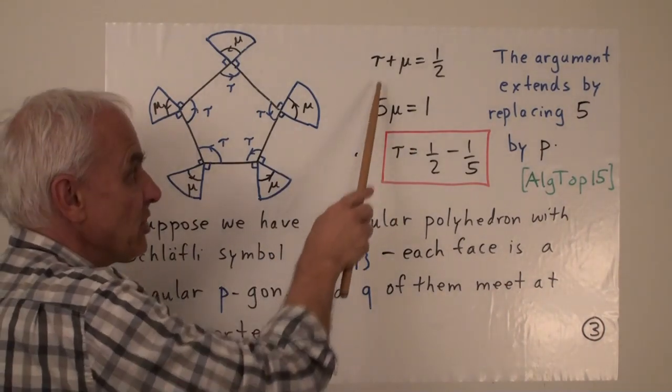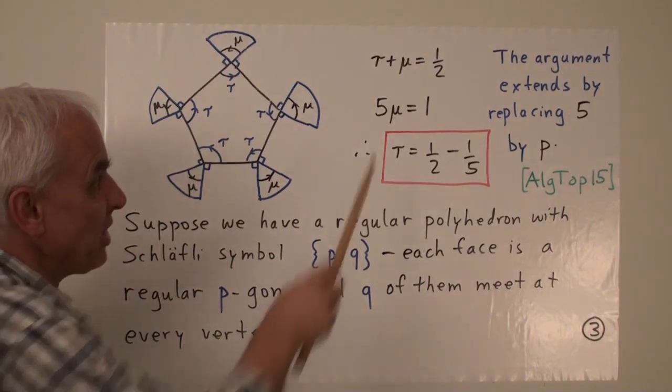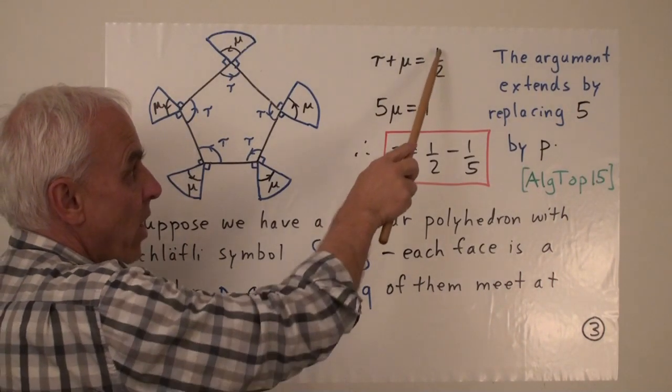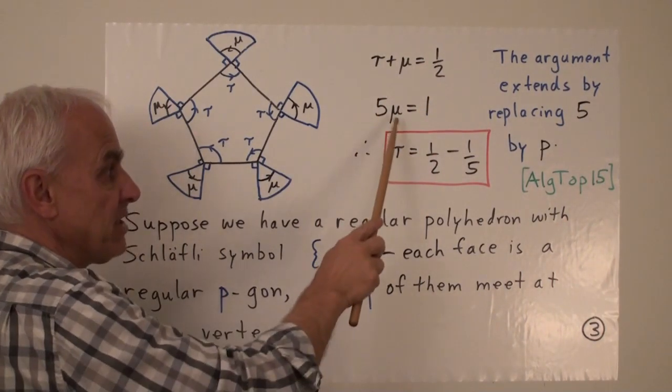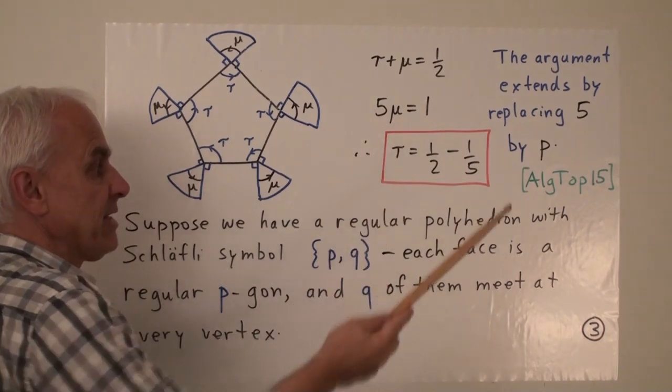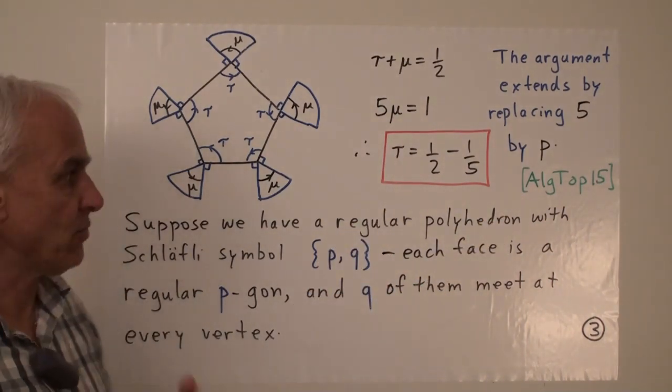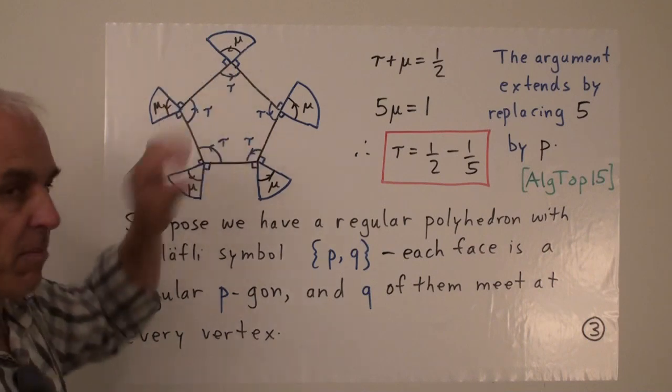Now these two equations are all that we need to establish that, first of all, tau equals 1/2 minus mu, and from this equation mu is 1/5. That tells us that tau equals 1/2 minus 1/5. That's the formula for the pentagon.